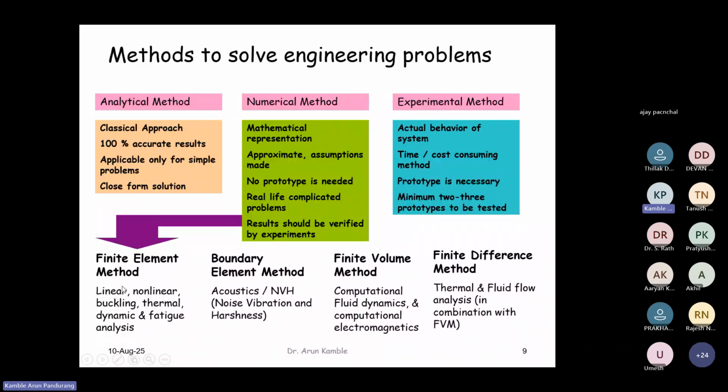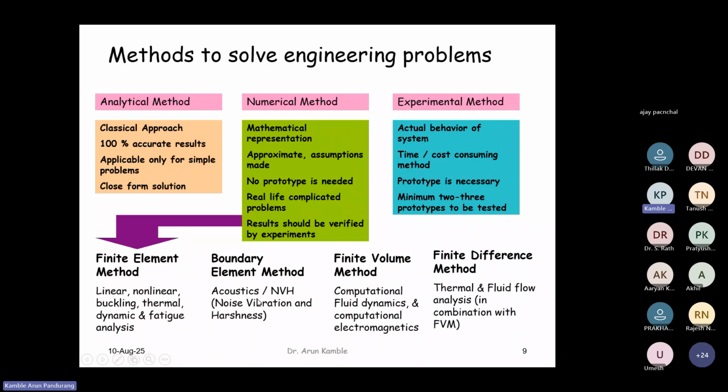In engineering, the numerical methods are generally classified into these 4 types. First one is the finite element method, which is generally applicable for linear, non-linear, buckling, thermal, dynamic, and fatigue analysis. The second one is the boundary element method. As the name suggests, it only considers the boundary of the problem, and it is generally used to solve acoustic or NVH problems. NVH means noise, vibration, and harshness.